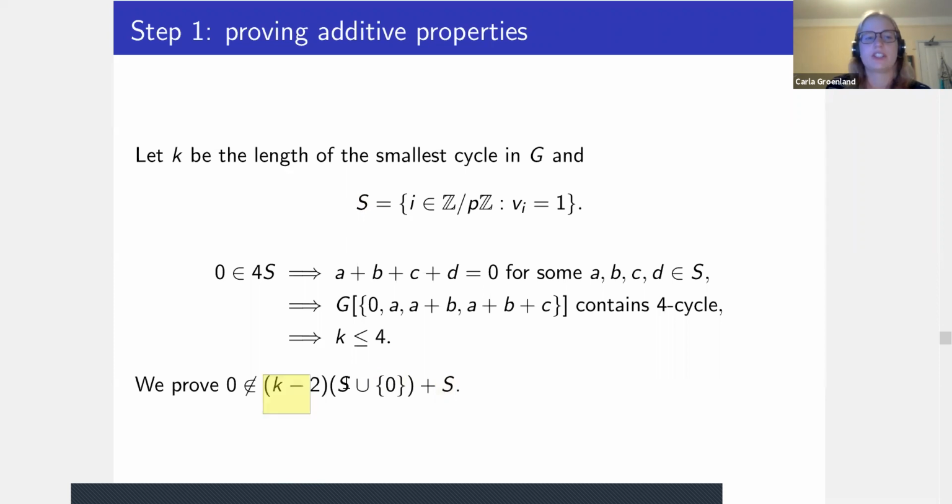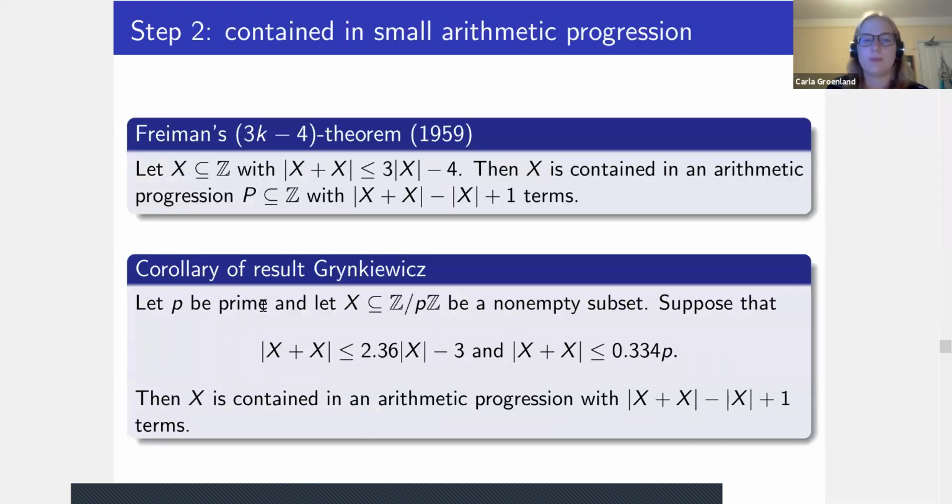Okay, so now we have just shown that this thing misses 1 element, but actually this already gives us some bounds on the size of S from Cauchy-Davenport, and we can also use it to apply this more scary looking result, which is a corollary of a result from Grinkovich. It's some kind of analog of Freiman's 3k minus 4 theorem, which works in the integers. And there it says that if the sumset is at most 3 times the size of the set minus 4, then we're contained in some kind of small arithmetic progression. This result has the same conclusion, and the first assumption is very similar, but slightly weaker.